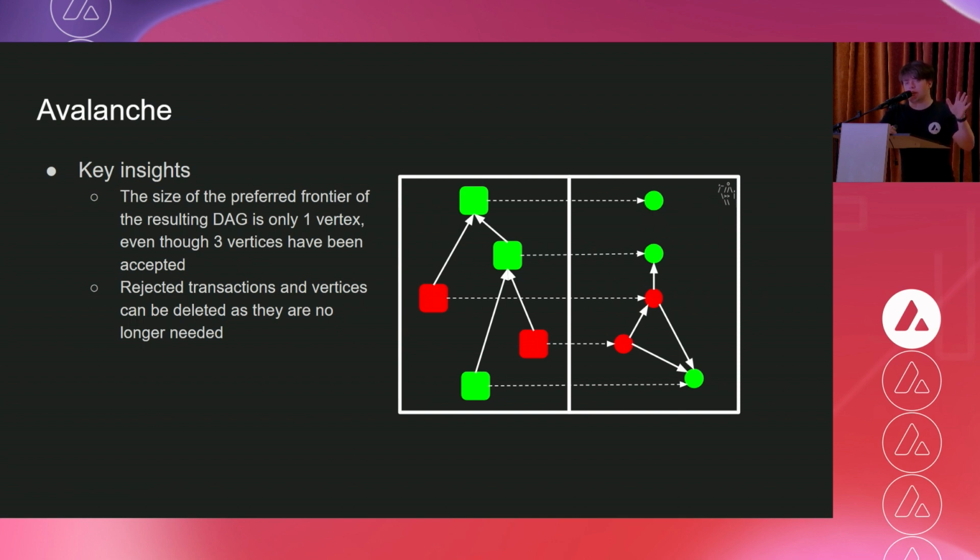Additionally, once you reject something, you'll never prefer it, and you're only telling people things that you prefer. So you can actually just delete all of the rejected state. If you had to keep the rejected state around, that would be a major DOS vulnerability, because people can just issue a bunch of transactions that keep getting rejected.